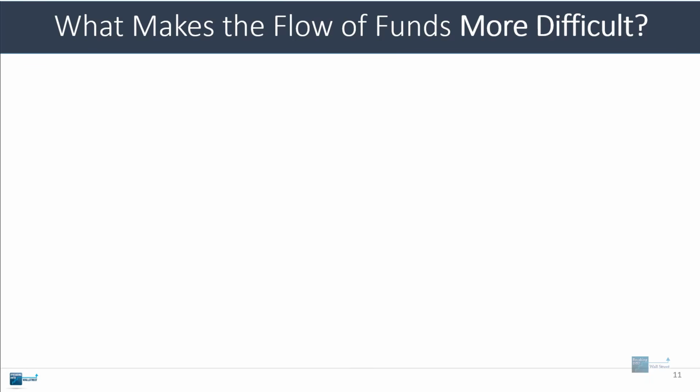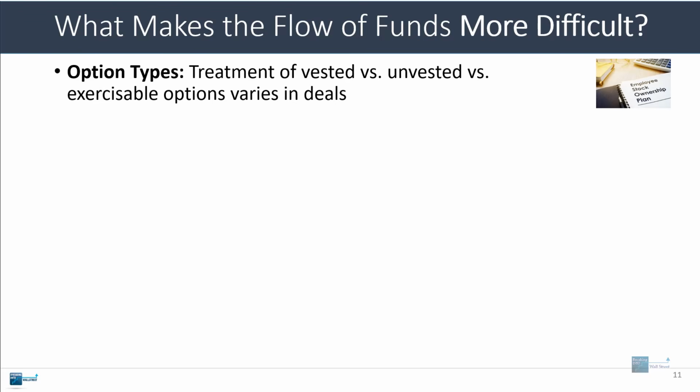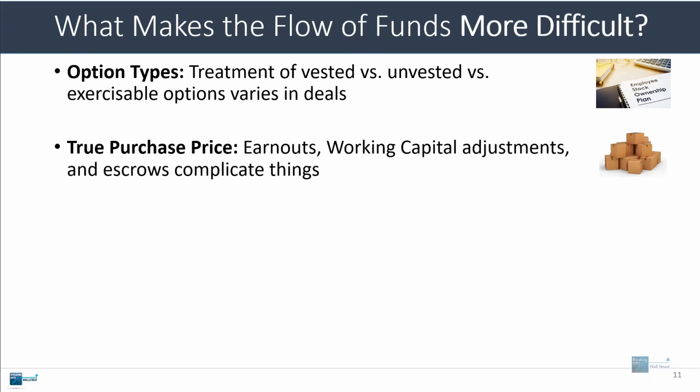Now, having been through all that, you might look at this and think, okay, well, that doesn't seem that complicated. Some of the formulas are a little bit tricky, but what makes the flow of funds schedule more difficult? First, there are different types of options. There could be vested, unvested, exercisable, unexercisable options, and the treatment of these varies in the deal depending on what the acquirer wants to do. Second, with the purchase price, there could be more complications. You could have earnouts, you could have escrows, you could have working capital adjustments. All these complicate the actual amount that is available for the common shareholders in the deal.